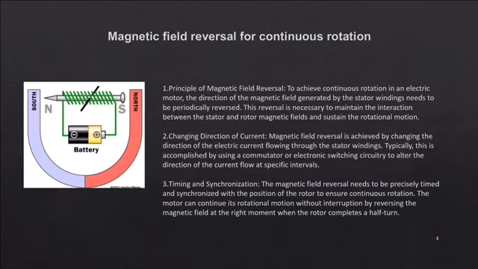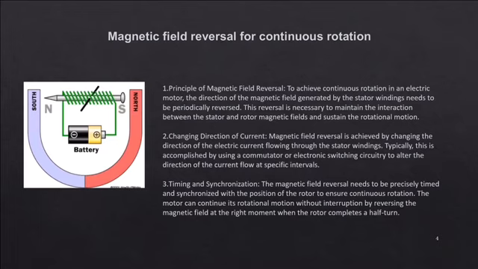And the last part is the magnetic field reversal for continuous rotation. This is a diagram of illustration. The first one is the principle of magnetic field reversal. Continuous rotation in an electric motor is achieved by periodically reversing the direction of the magnetic field generated by the stator windings. This reversal is essential to maintain the interaction between the stator and rotor magnetic fields, sustaining the rotational motion of the motor.